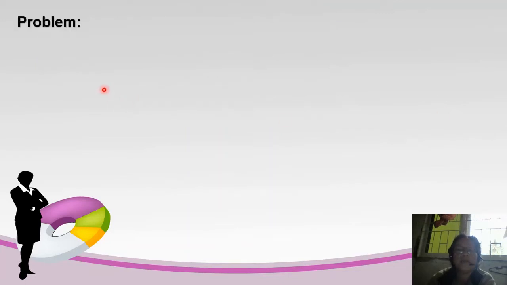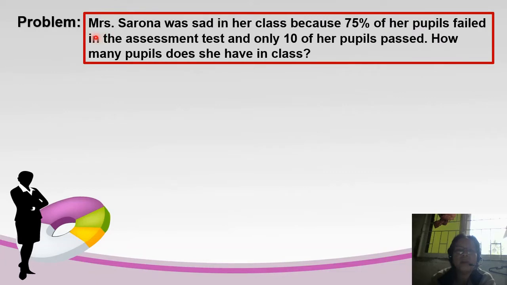Now let's begin. We have here the problem. Mrs. Sarona was sad in her class because 75% of her pupils failed in the assessment test and only 10 of her pupils passed. How many pupils does she have in class? So we're going to answer the question. Let's try to find out how many pupils are there in all in Mrs. Sarona's class.